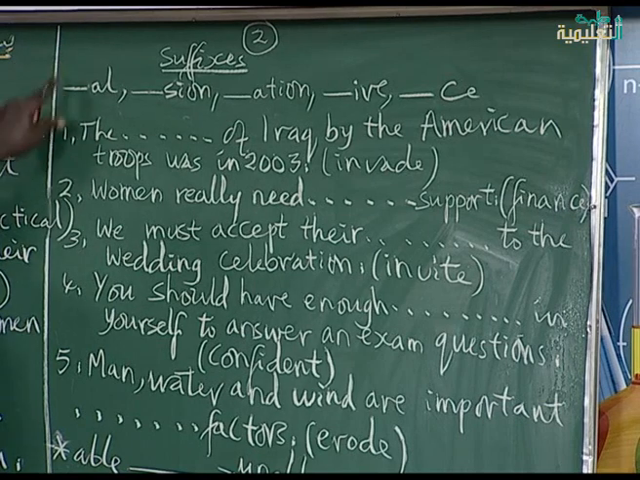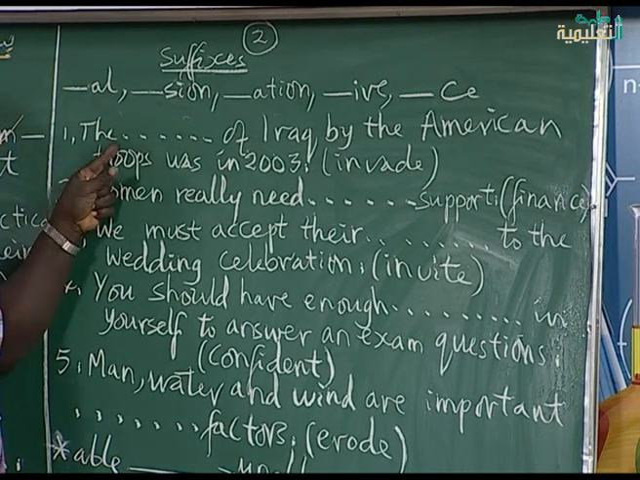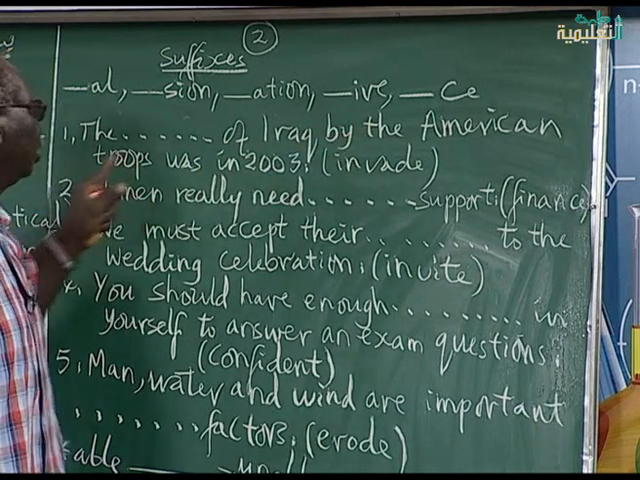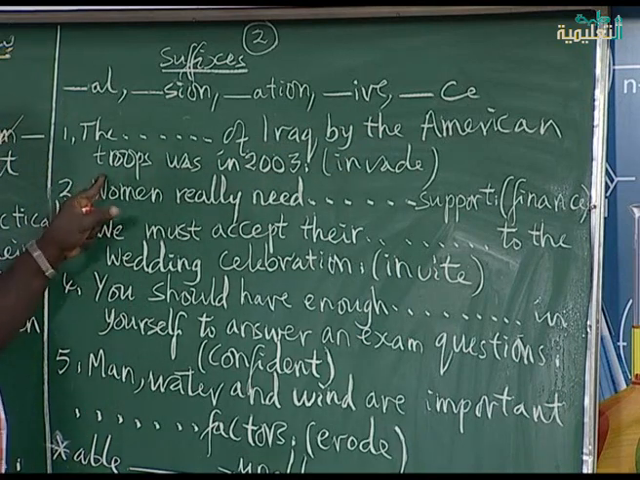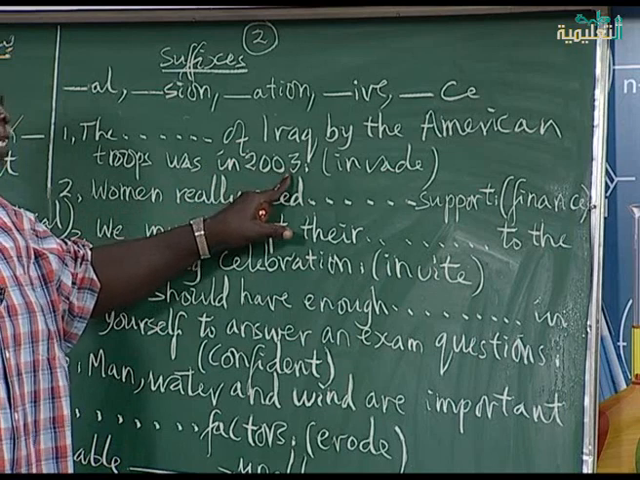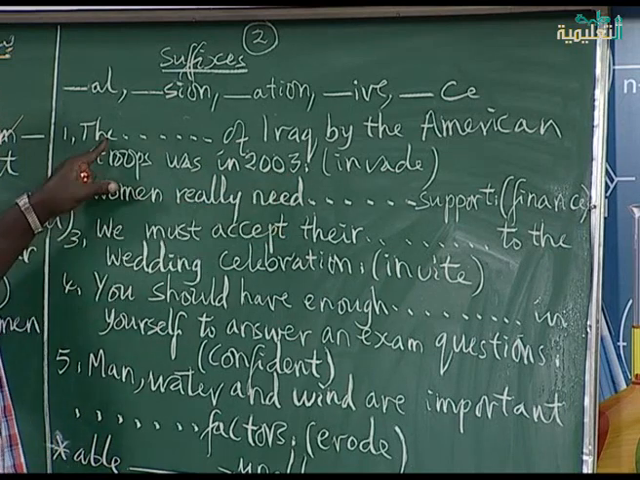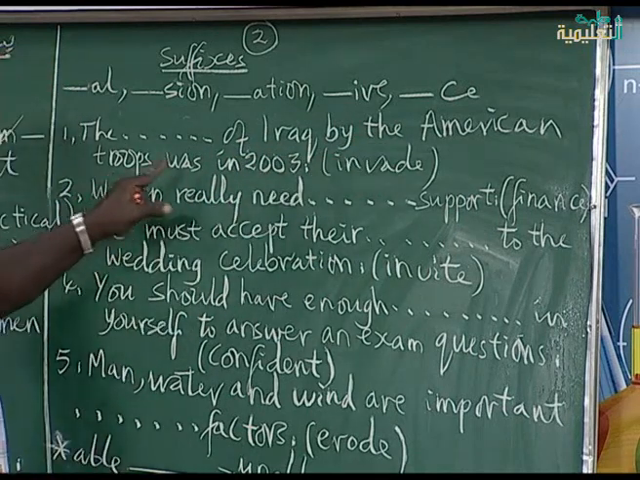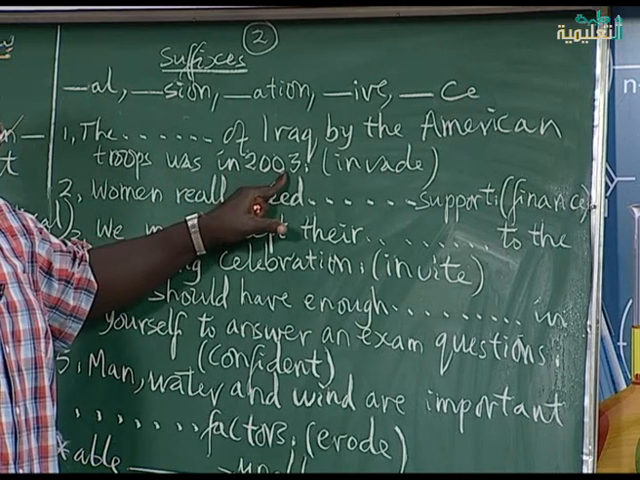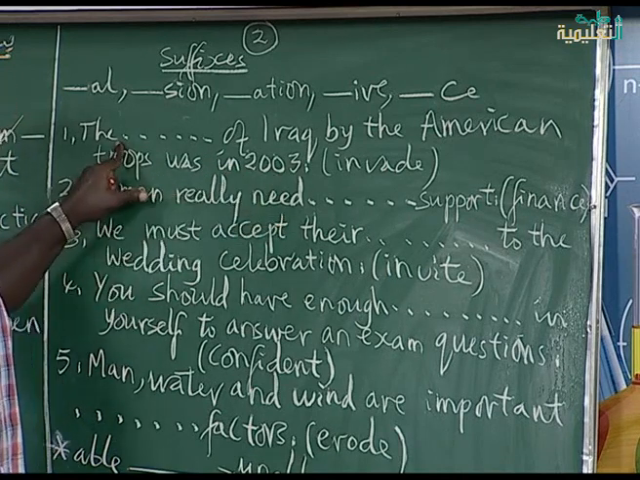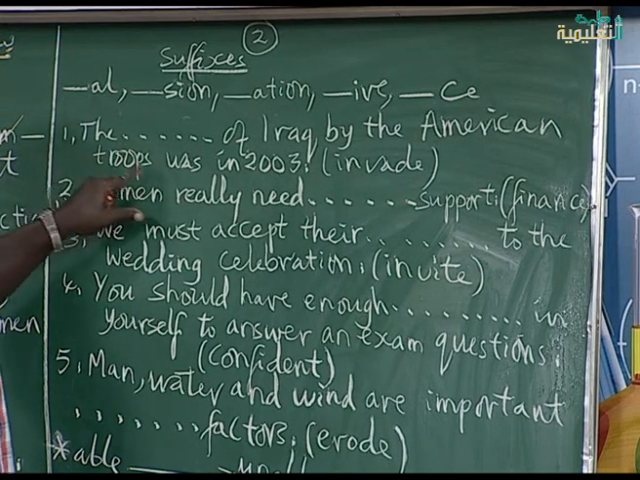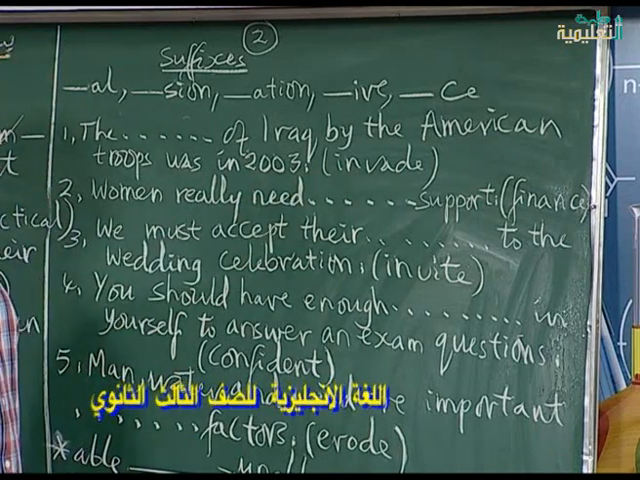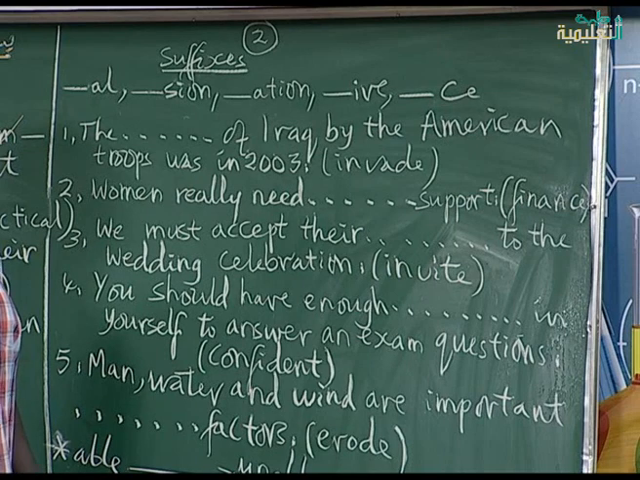Let us read number 1. Number 1, the dash of Iraq by the American troops was in the year 2003. Let me read this again. The dash of Iraq by the American troops was in the year 2003. Here we have invade, to invade. You must be very careful here.